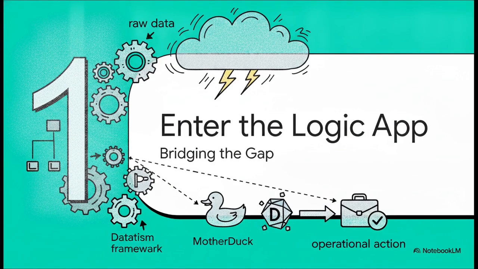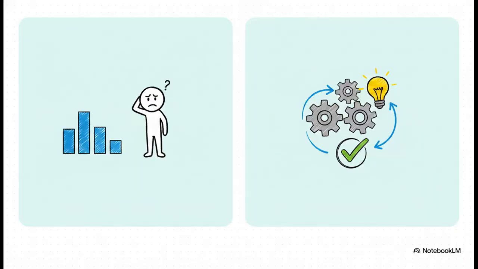Section 1. Enter the Logic app. Bridging the gap. Okay, notice the stark contrast we have here. On one side, you've got your traditional, generic data dashboards. They're completely passive, just showing you raw metrics and then basically stopping, forcing you into manual human interpretation. On the other side, you have active logic apps. These actively simulate different business scenarios, generate actionable recommendations, and, this is absolutely crucial, they capture the decisions that are made so the system can actually learn. It is a completely different paradigm.